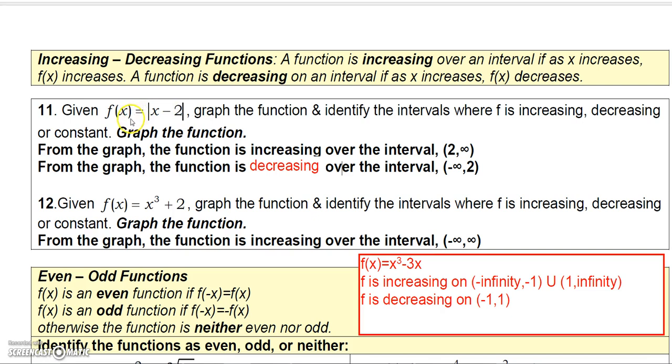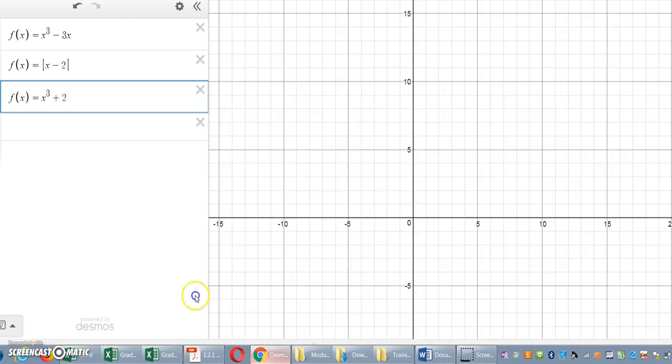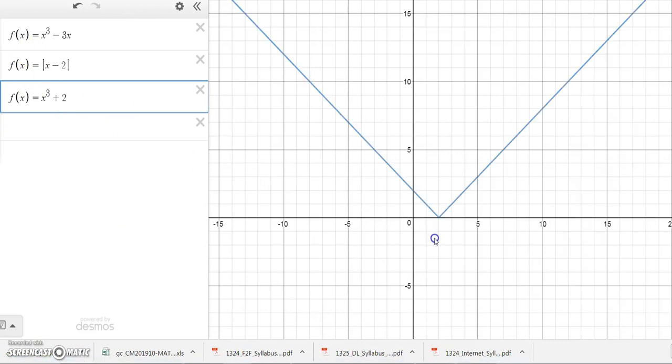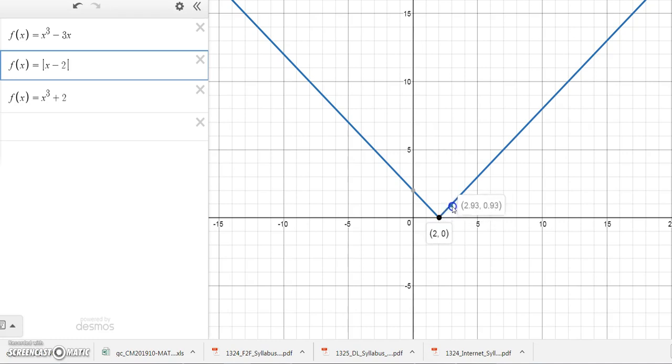So let me start you out with a simple one here. Suppose we have f of x equals the absolute value of x minus 2. Okay, let me show you the graph of this particular function. Okay, so here is the function absolute value of x minus 2. Now notice on the right hand side of 2, as the x values increase, the y values increase. So the function would be increasing as x goes from 2 to infinity, because that goes on forever.